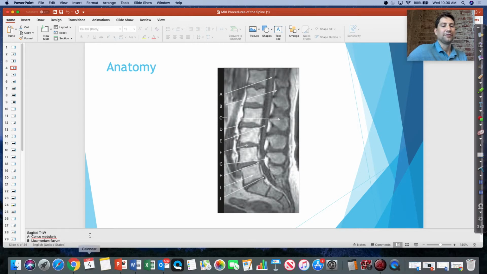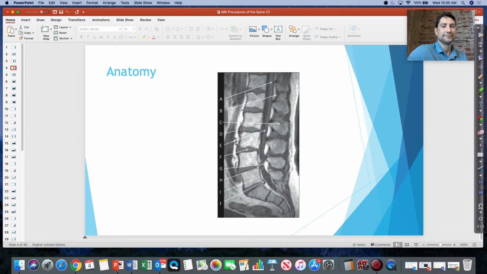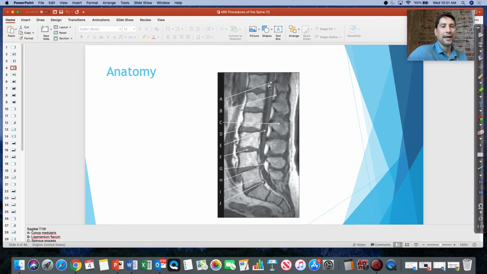What weighting do we have here? T1. Yep. A little harder to tell because you can see the cauda equina, and you have your CSF right here, and it's dark around it. So it is a T1 weighted, not fat-satted. A, conus medullaris, where the spinal cord's ending or terminating.